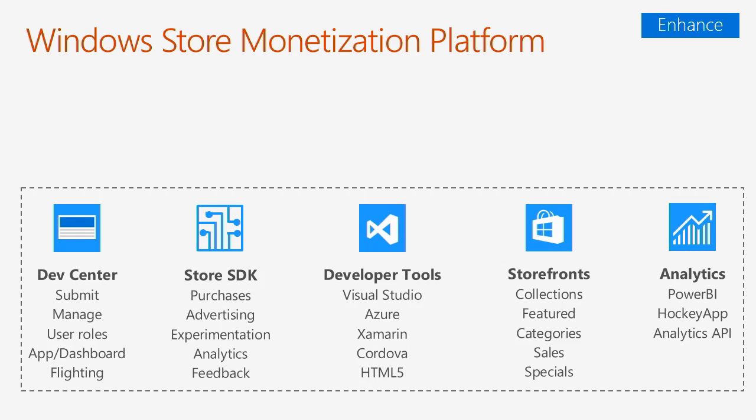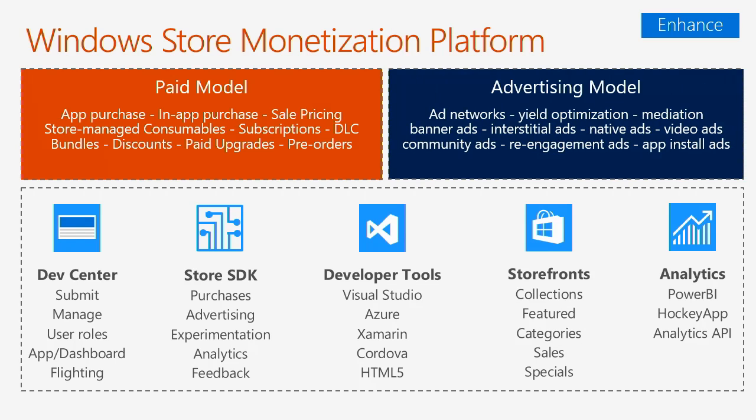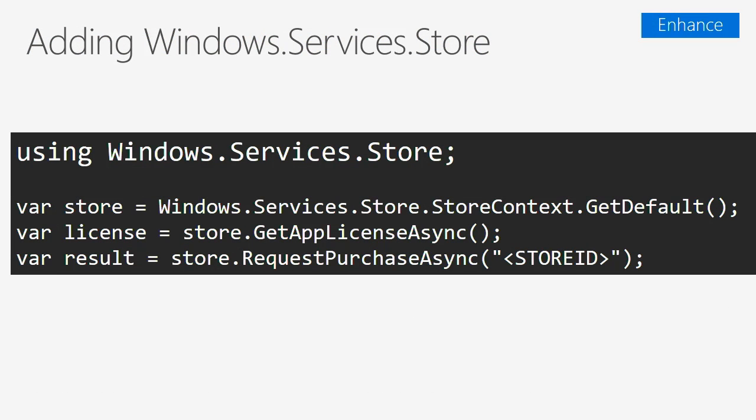The monetization platform I'm not going to spend a lot of time on today, but I did want to note that there are basically 2 models. We have a paid model where you can support in-app purchase. With literally 2 lines of code, you can add in-app purchase capabilities to your existing Win32 application. But we also have an advertising model if that's of interest to you as well. Some of the applications we're already seeing put into the store are taking advantage of trial as one of the additional features and starting to play with these different monetization models. Adding Windows Services Store to your existing Win32 application is as simple as calling using Windows Services Store. You set a couple of variables, and you're ready to go.